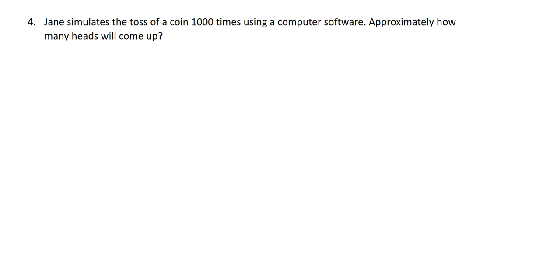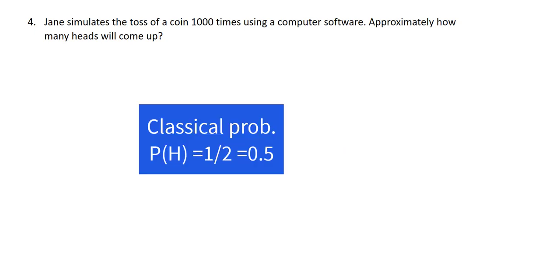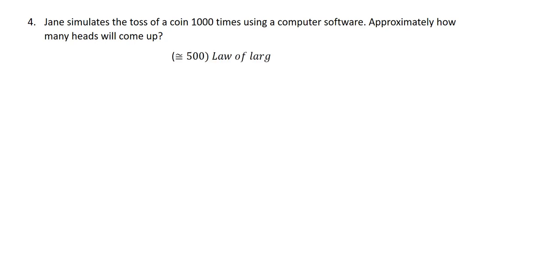Now, the classical probability of getting heads when we toss a coin is 0.5 or 1 out of 2. So as a result of that, we'll expect that she will get approximately 500 heads in this case, using the law of large numbers.